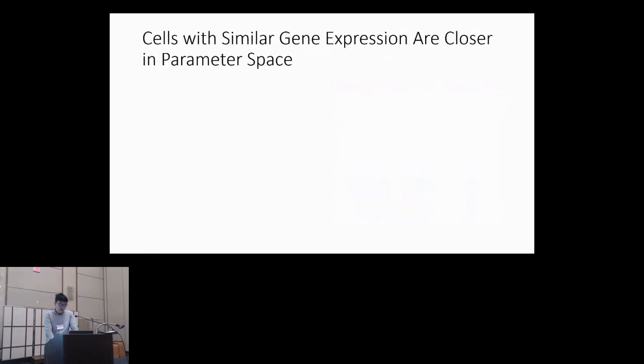We then came up with a way to locate cells with similar gene expression in the parameter space. We performed PCA on the posterior sample of a chosen cell, which we called the focal cell. We then projected posterior samples of all cells onto the first principal components of the focal cell.